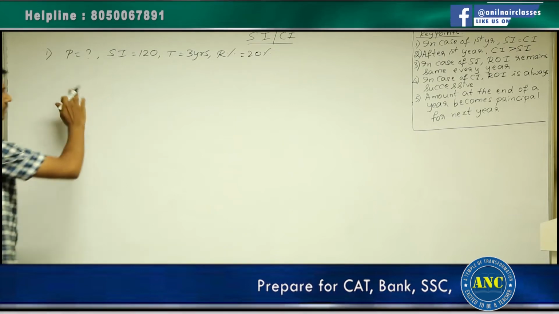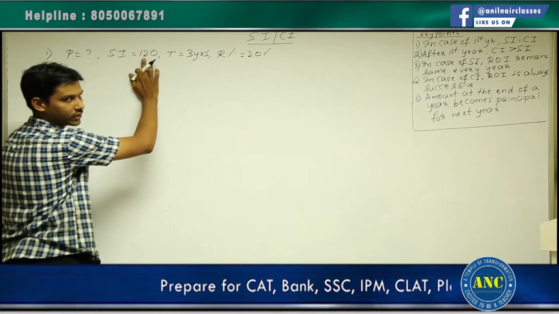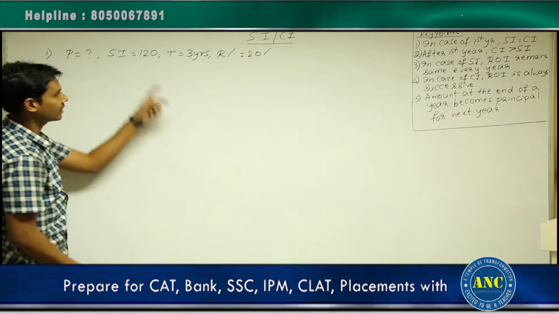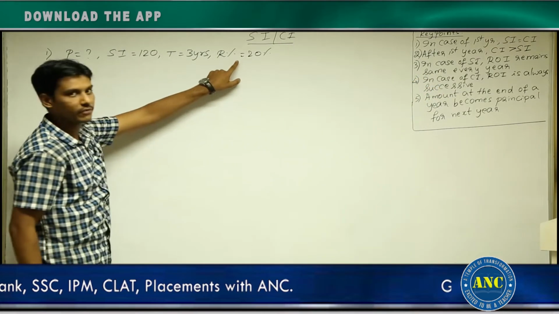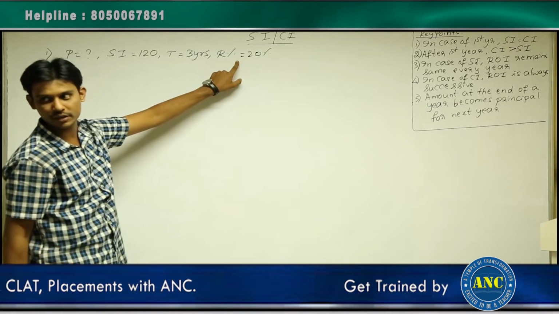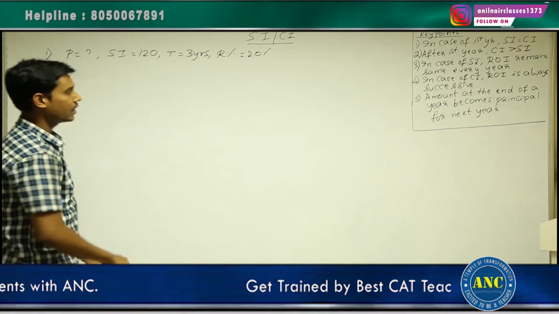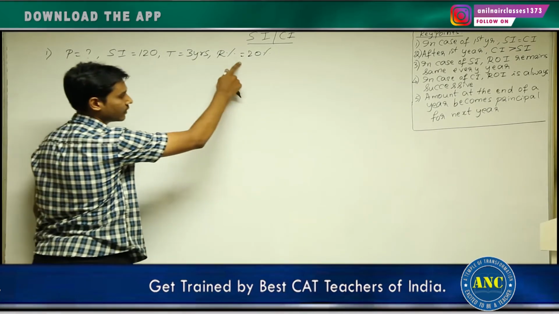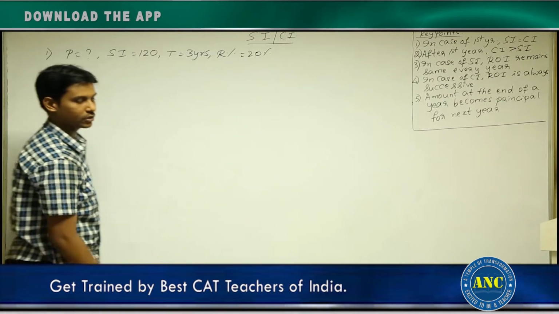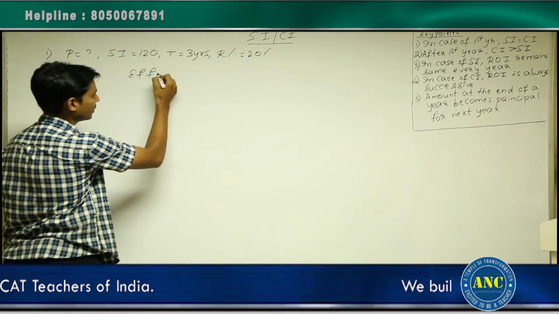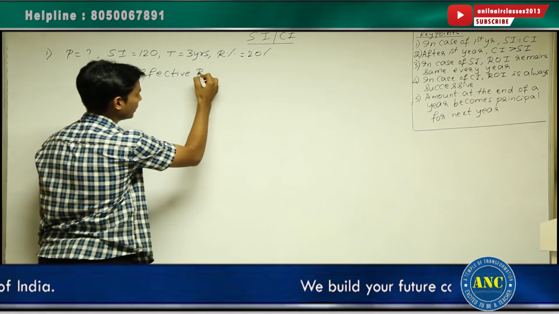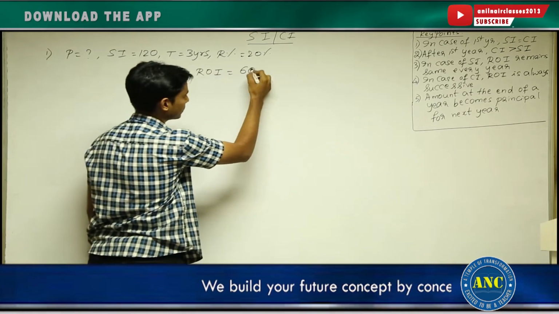Don't use any formula, sir. Please see here. In case of SI, what is the key point? In case of SI, rate of interest remains same every year. That means first year also I am giving you 20 rupees, second year also 20 rupees extra, third year also 20 rupees extra. Totally how much I am giving you extra? 60. Effective rate of interest for 3 years is 60%.